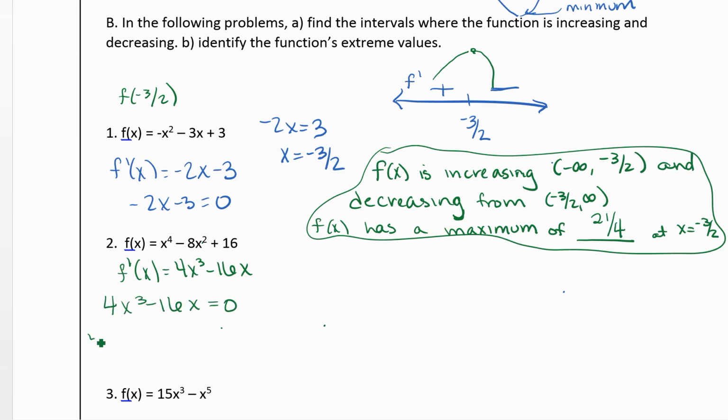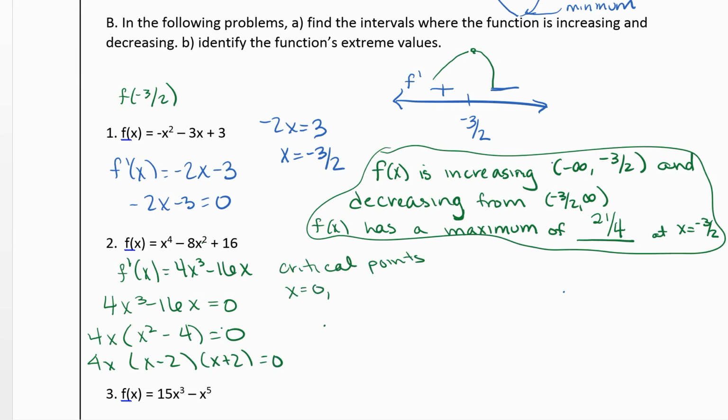First thing I can do is pull out a 4x, which will give me x squared minus 4. And then we know x squared minus 4 factors as x minus 2 and x plus 2. So we've got critical points at x equals 0, x equals 2, and x equals negative 2. So I'm going to make my first derivative sign chart, so I'm going to put negative 2, 0, and 2.